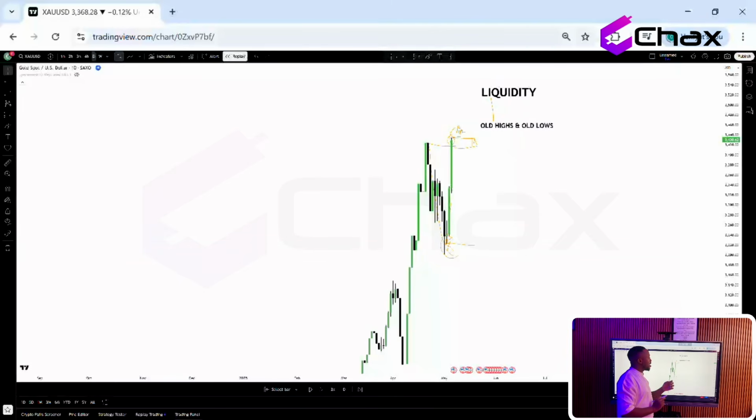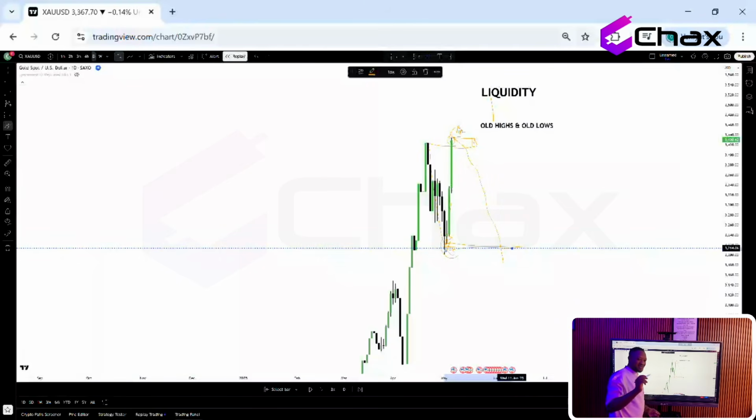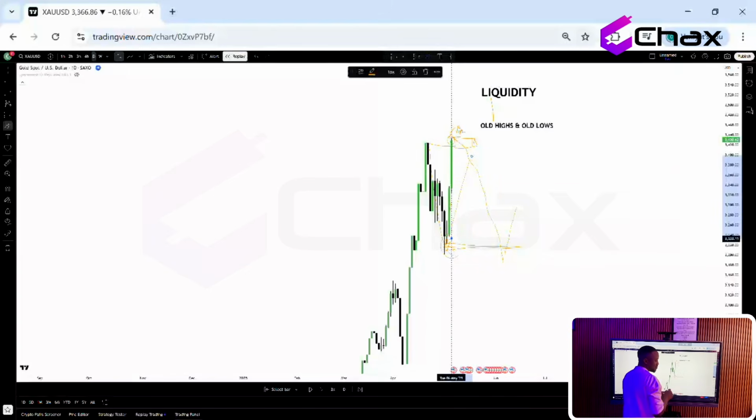So what happened? Each time we take out point A, say for example price drops from point A to point B, takes out point B, our next targeted point will be what? Price going back to take out all the liquidity that lies in between here, if you switch to a lower time frame, which is the internal range liquidity.